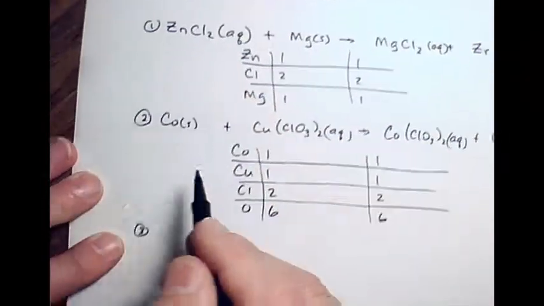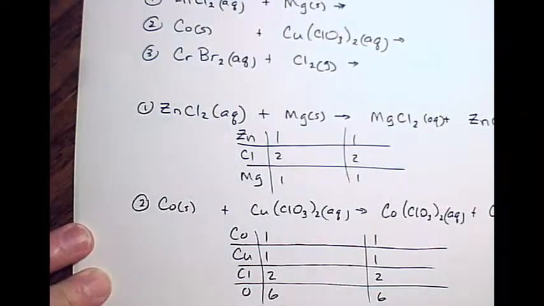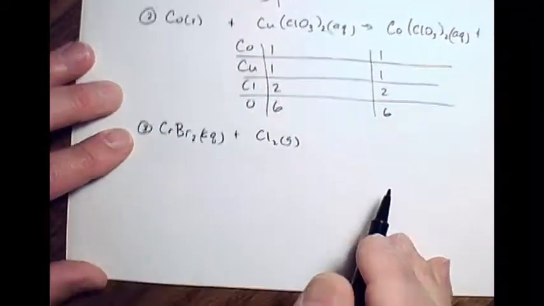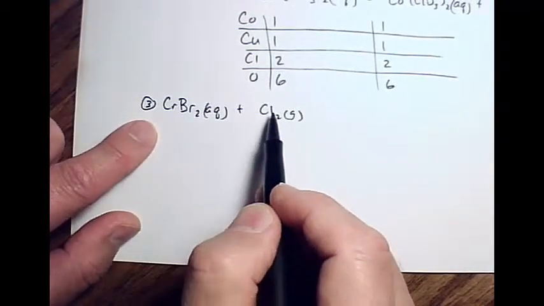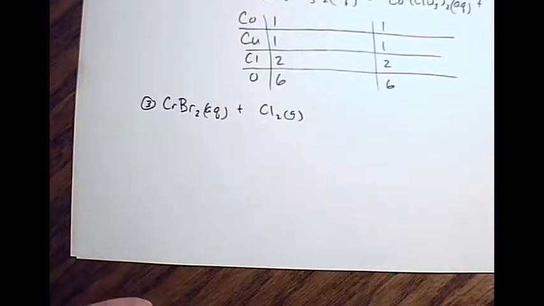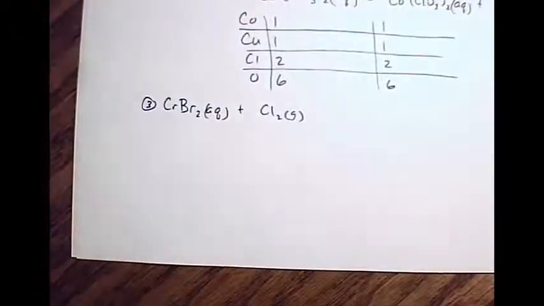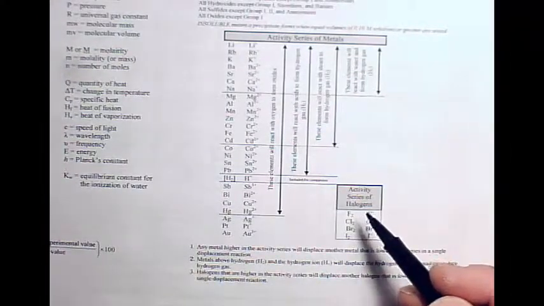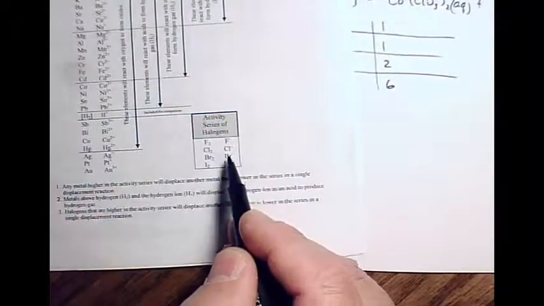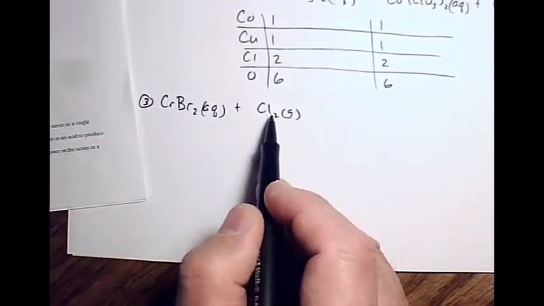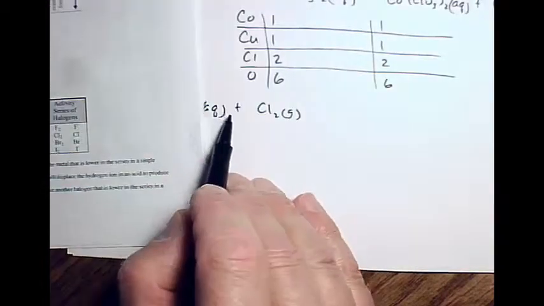Okay? And the last problem was this one. CrBr2, which I listed as being aqueous, and then chlorine, a gas. Okay? So now we're looking and seeing that the thing that's by itself is not a metal. Chlorine is over here in the halogens column. So we're not going to use this part of the activity series. We're going to use this one down here. Okay? So chlorine, which is right here, is higher on the activity series than the bromine in the compound is.